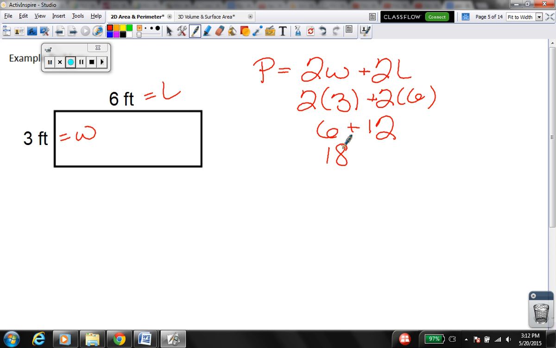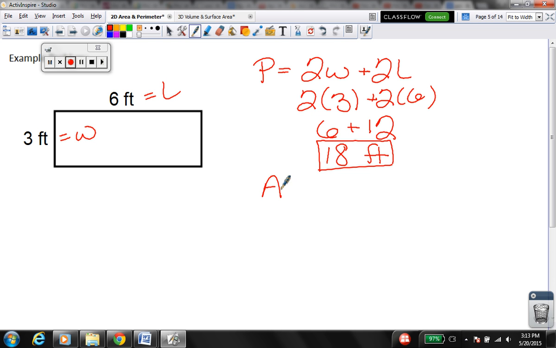Now, I'm not quite done. I need to make sure I always include the feet, meters, yards, the measurement. So in this case, it is feet. We're not going to change it. Always will remain the same. As always, box it to make sure we know what your answer is.